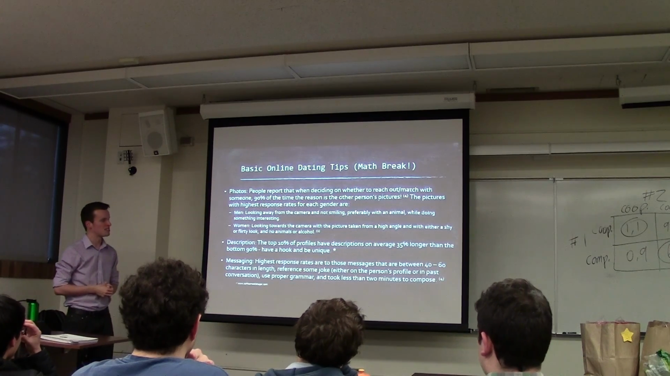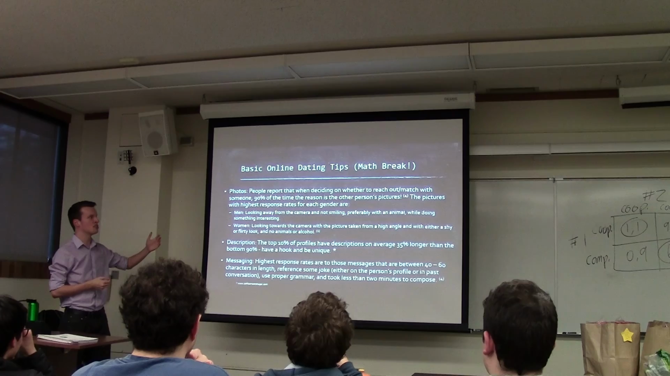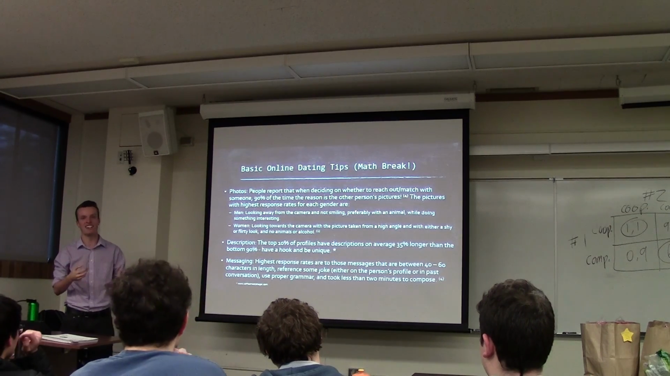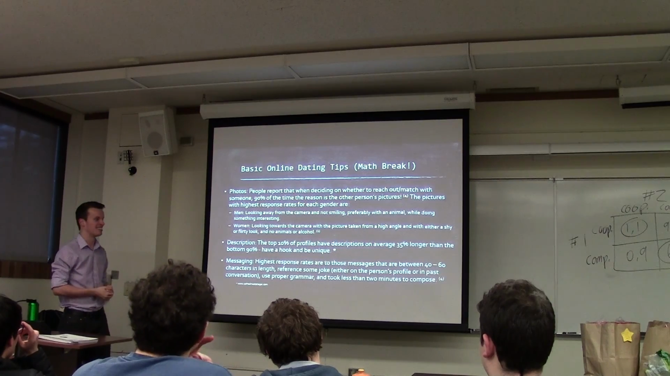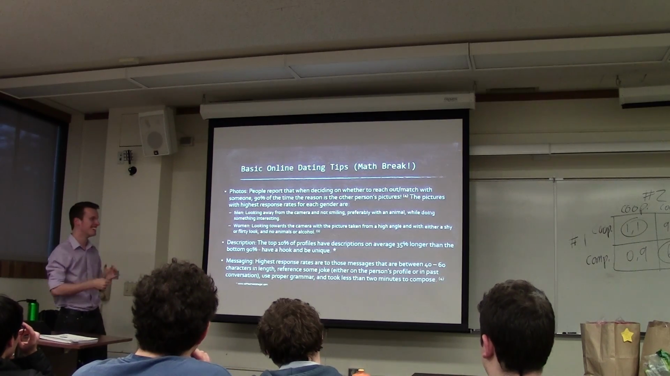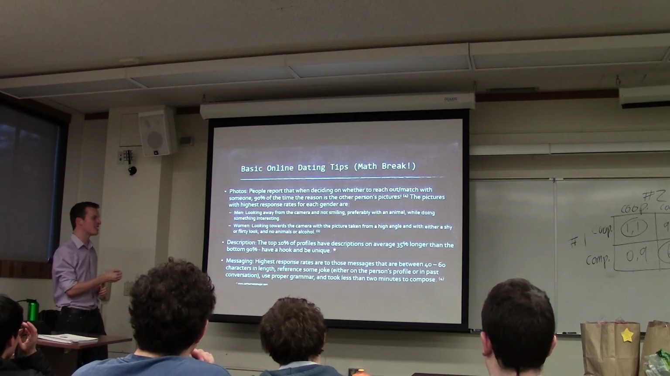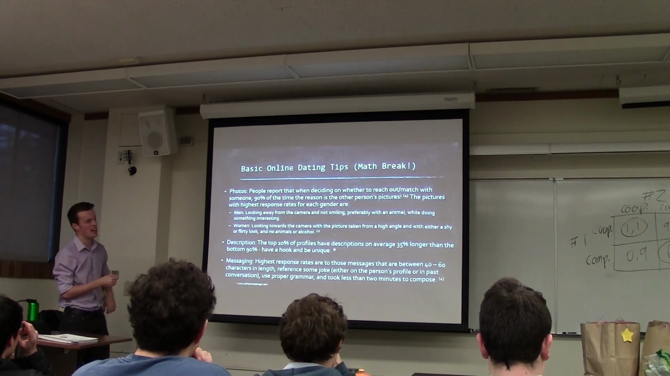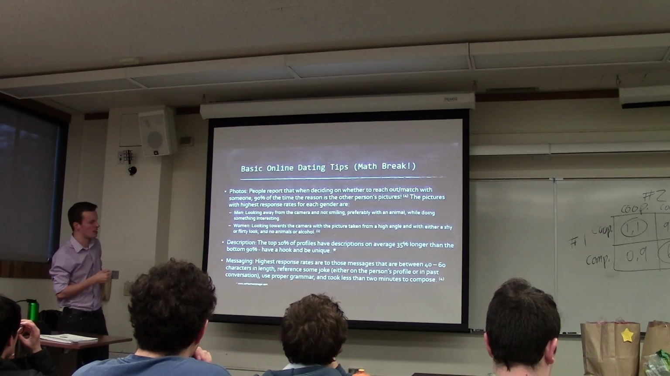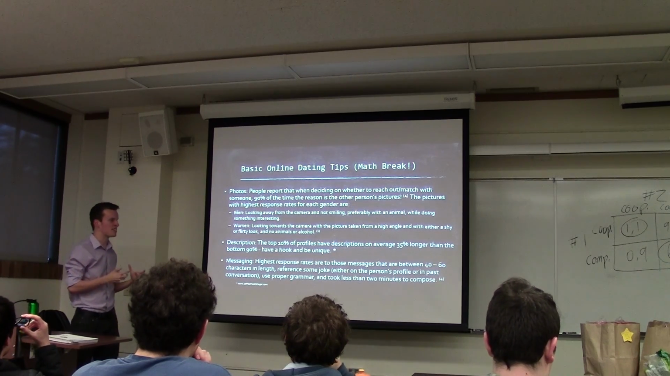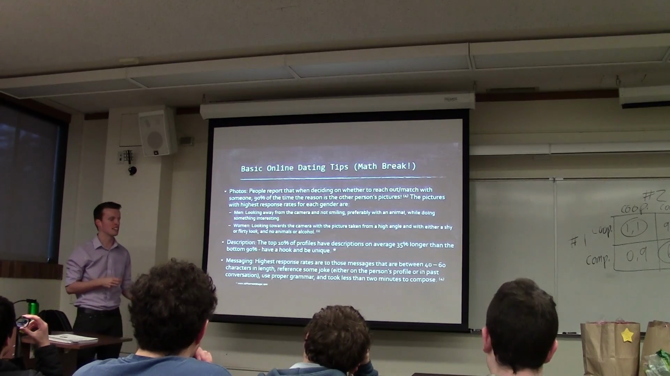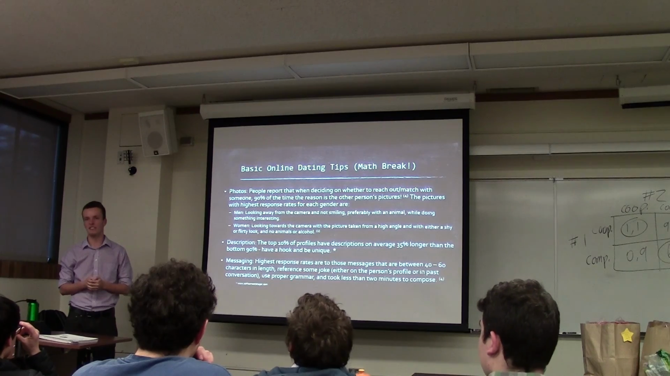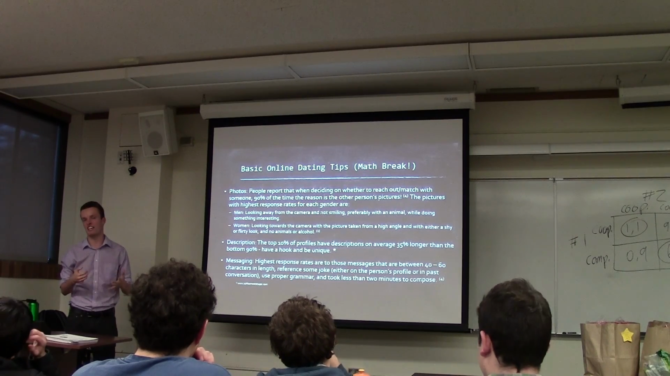Also, description. Like I said, usually photos are considered the most important thing, but after you look at the photos and you actually match, you have to figure out what to say, right? And please don't just say, hey. So for descriptions, the top 10% of profiles have descriptions that are on average 35% longer than the bottom 90%. The idea is that gives you space to have a hook and be unique. The more things you have that make you different from everyone else gives the other person more opportunities to initiate a conversation.